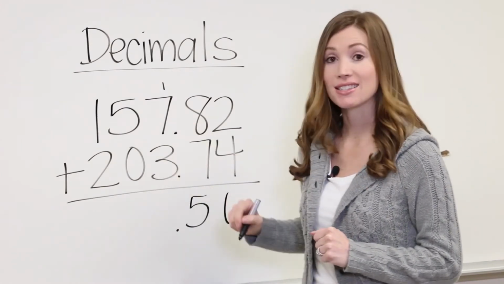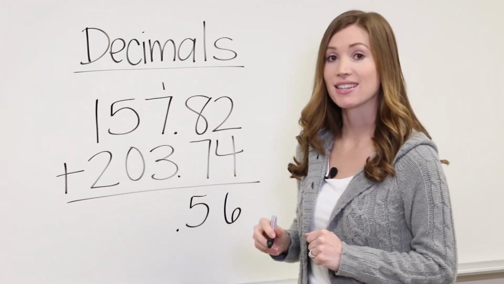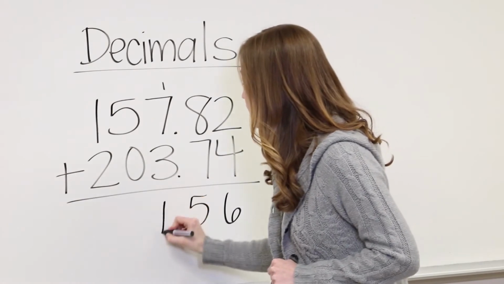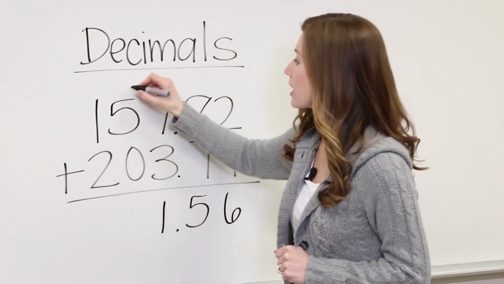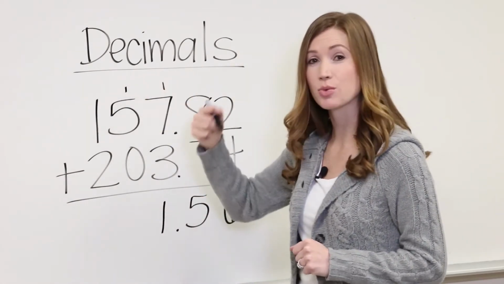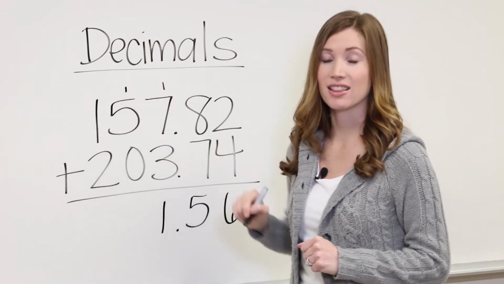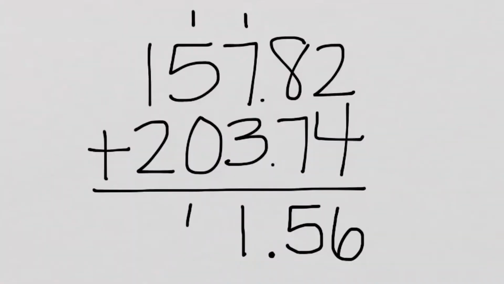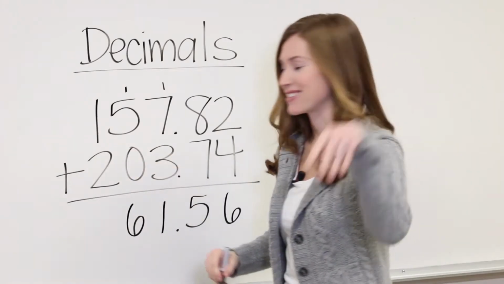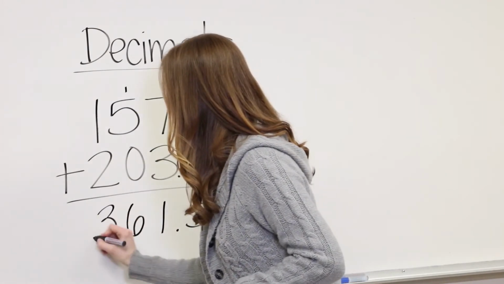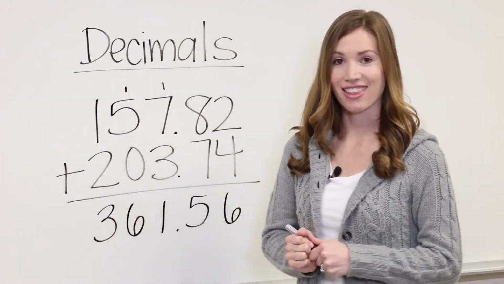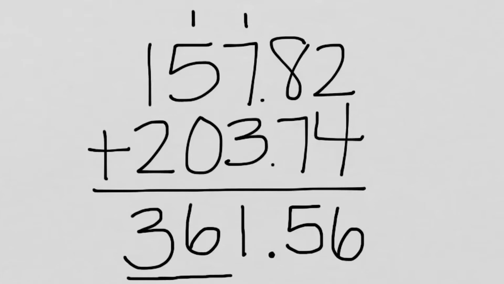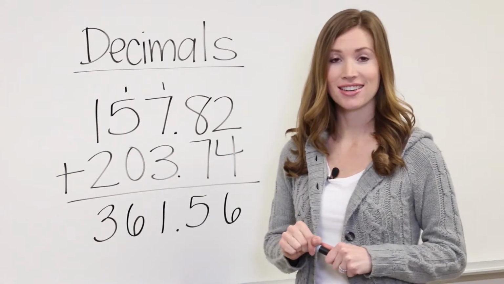7 plus 3 is 10, plus 1 is 11. We'll write the 1 in the ones place, and we'll carry those 10 ones that we just rebundled into a tens place. 5 plus 0 is 5, plus 1 is 6. And 1 plus 2, that's easy, that's 3. Let's read our final answer together. 361 and 56 hundredths. Great job.